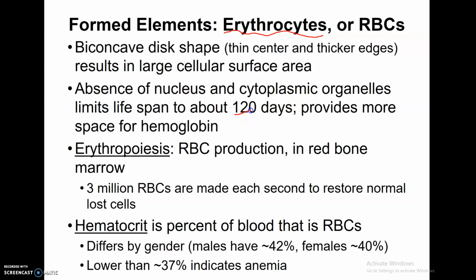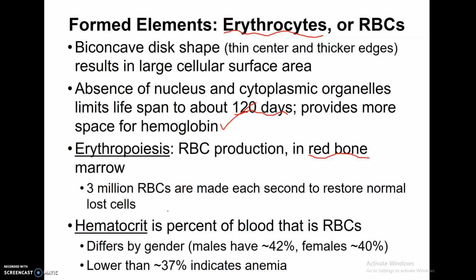They do live normally about 120 days unless somebody has a genetic condition. But that removal of the nucleus and organelles gives you more space for more hemoglobin. So erythropoiesis is the process by which more red blood cells are born in the red bone marrow. Guess why it looks red? Because there's lots of red bone marrow cells in there. About 3 million red blood cells are made every second in your life to restore those that are lost.